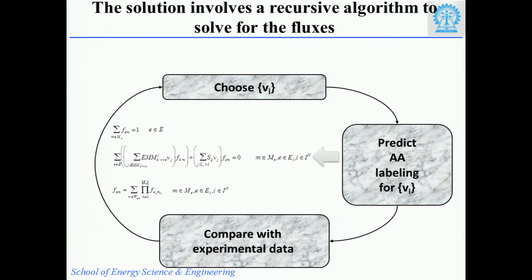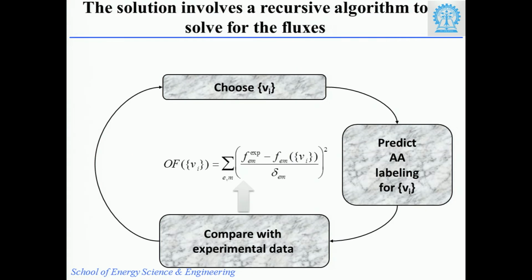So, there are a lot of equations involved in predicting the amino acid labeling, because this needs to be computationally evaluated recursively. You can formulate those equations and then calculate the amino acid labeling given a flux profile. For a given flux profile, you calculate the amino acid labeling and then compare it with the data, and when the fit is good, this is the error function.